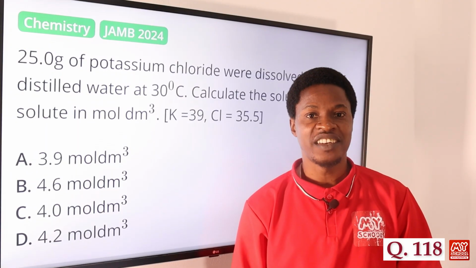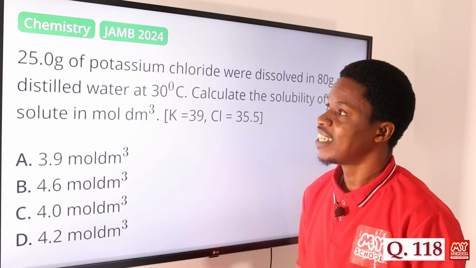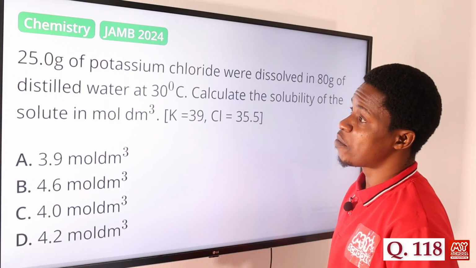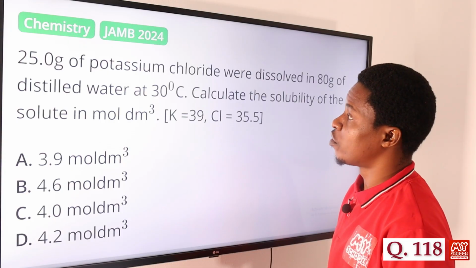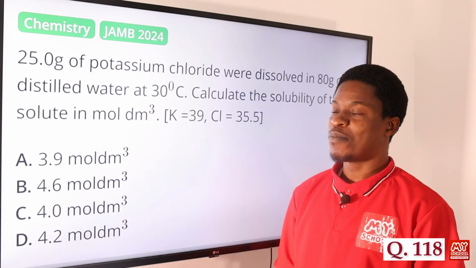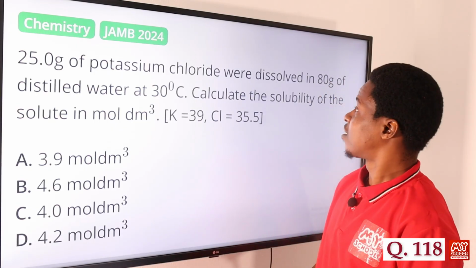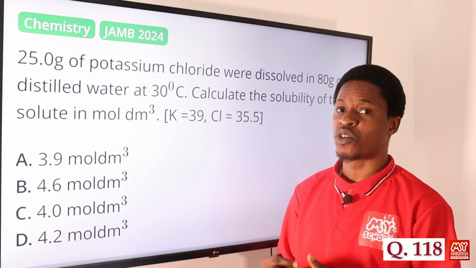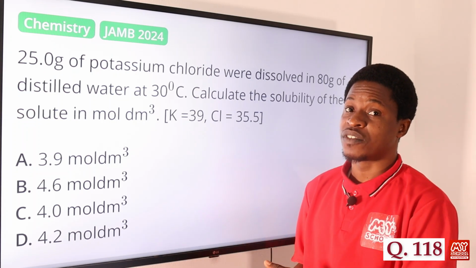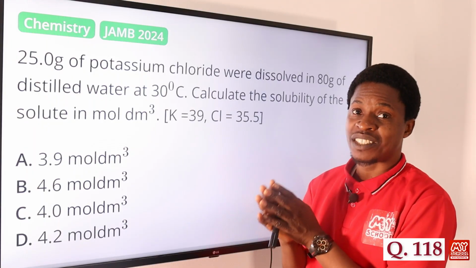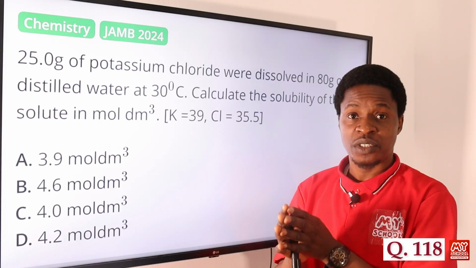Now question number 118. 25 grams of potassium chloride were dissolved in 80 grams of distilled water at 30 degrees Celsius. Calculate the solubility of the solute in mole per dm cube. It means what amount of solute, of the salt, is dissolved in the particular quantity of the solvent at a particular temperature. Solubility is temperature dependent.